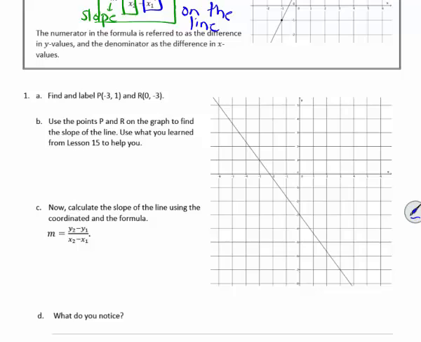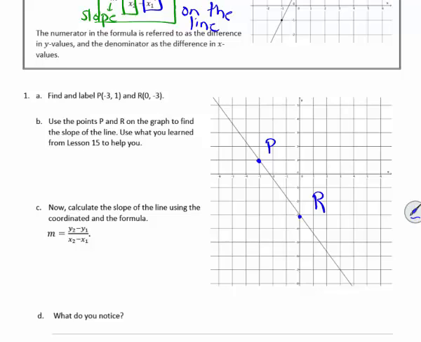All right, so it says here, find and label P, which is at -3, 1. So that's over here. This is point P, because it asked me to label. R, 0, 3, which is over here. And we're going to use these, and we're going to do it like we did yesterday first. So we're going to go through, and we're going to count.